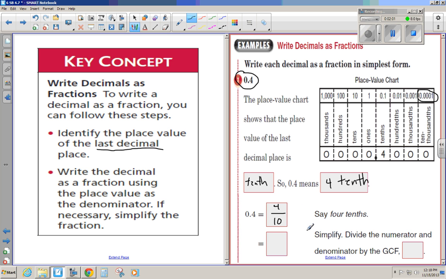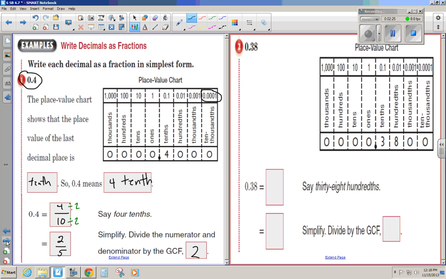To simplify, you divide the numerator and denominator by the greatest common factor. You can divide by any common factor if you want. I'm going to go ahead and divide by 2. That's the greatest common factor. And my new and final answer should be 2/5, because the greatest common factor is 2. So that's how that sets up.